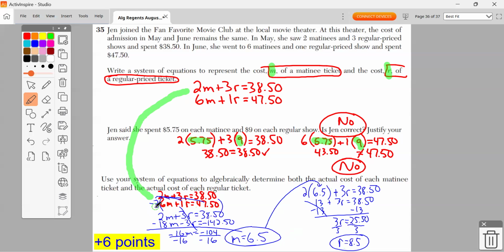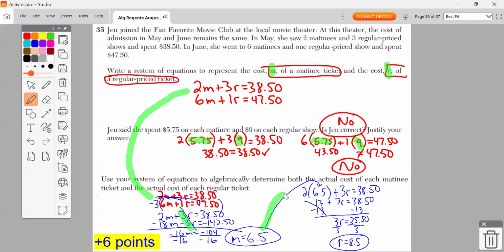I chose to cancel out the R's by multiplying this bottom equation, distribute, distribute, distribute, by -3, because I want to create a 3R and a -3R. If you wanted to, you could have multiplied the top equation by -3 to get a -6M and 6M. That's fine. Just make sure whichever way you do it, distribute, distribute, distribute. So then I add going down and those R's cancel out. So I get -16M equals -104. Divide by -16. I get M equals 6.5. That's $6.50. You could leave it as 6.5.